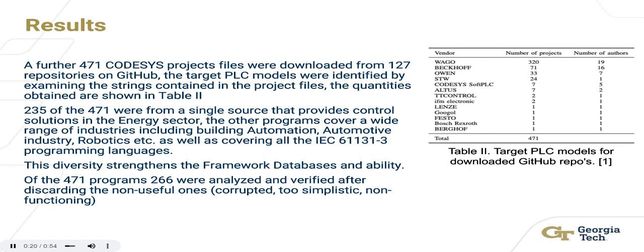235 of the 471 were from a single source that provides control solutions in the energy sector. The other programs covered a wide range of industries, including building automation, automotive industry, robotics, etc., as well as covering all the 61131 programming languages. This diversity strengthens the framework database's ability. Of the 471 programs, 266 were analysed and verified after discarding the non-useful ones, i.e. ones that were corrupted, too simplistic or non-functioning.